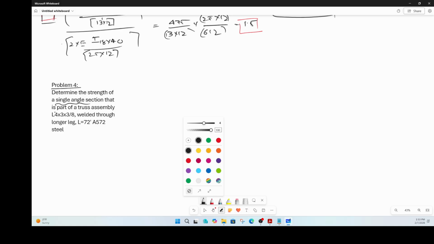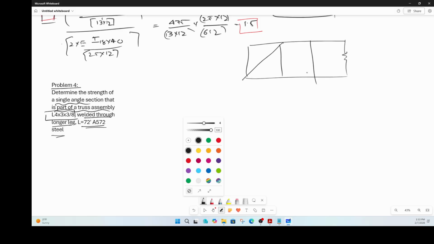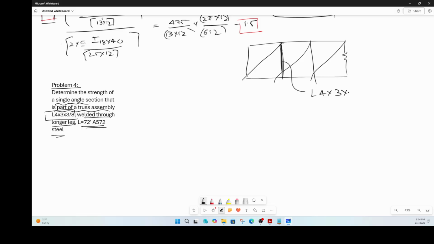Wow, single angle section. It's a part of a truss assembly. This is the angle size, and it's welded through the longer leg, and then we are given some information about the steel. So maybe this is just an angle within a truss, right? So here is the angle. We have been asked to calculate the capacity of that angle, the load carrying capacity of that angle. The angle is L4x3x3/8, right? And then the long leg is connected. So the connection is made through the long leg.